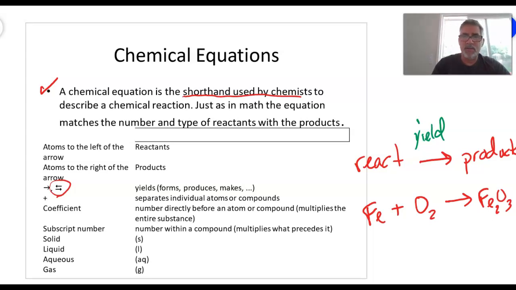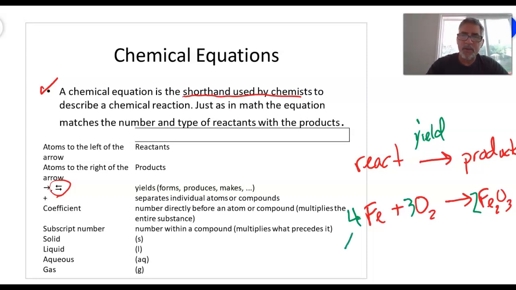All right, so to fix this, I would have to add a coefficient. I have two irons and two irons, and I have two oxygens and three oxygens. So now I have to go and correct this. I added a two there. So now I have 6 oxygens and 6 oxygens, but now I have 4 irons. So I have to come correct this, and then go 4. So now we have a balanced chemical equation.